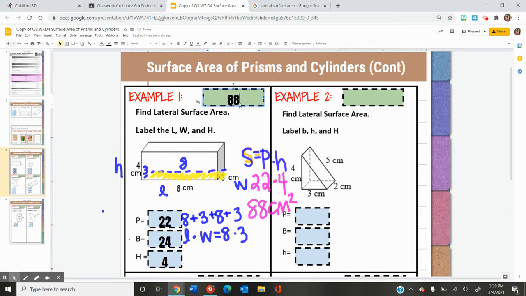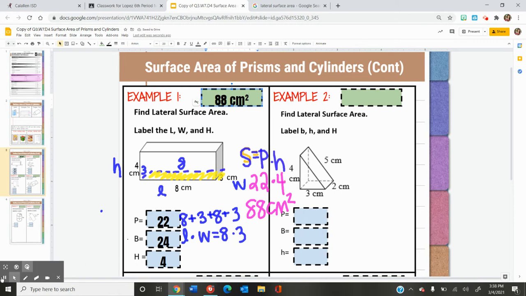So I'm going to put 88 centimeters, and to get the squared symbol, you're going to hold the Alt key, and you're going to press 0178. Okay, so that was example 1. Let's look at example 2.